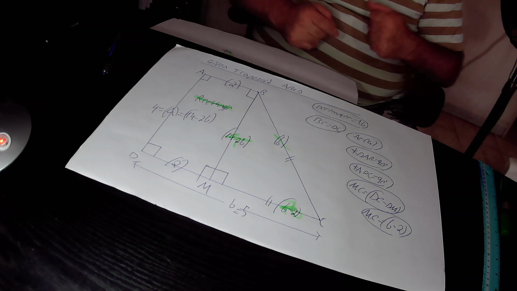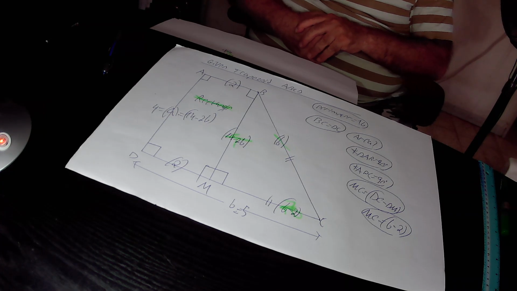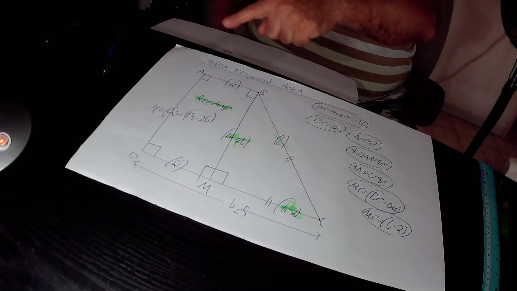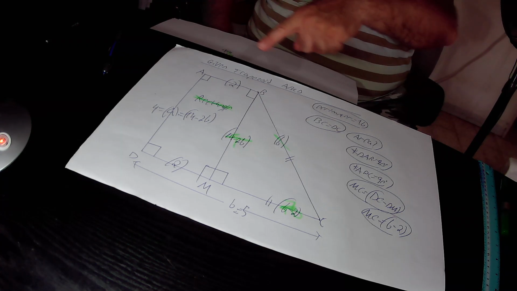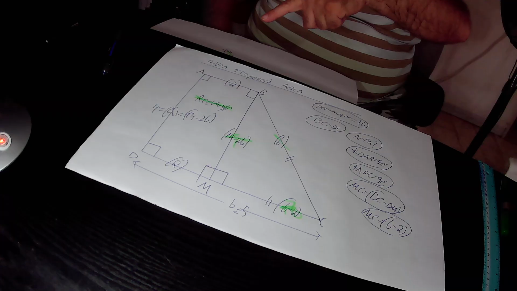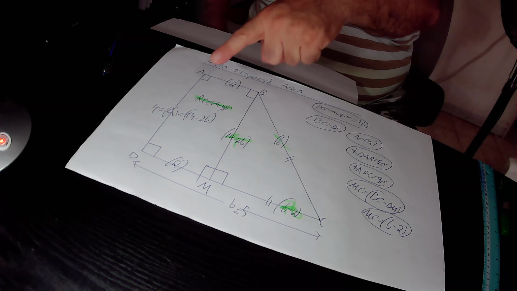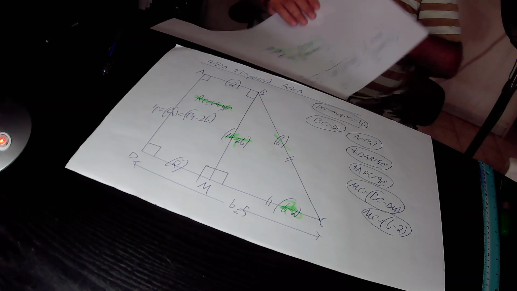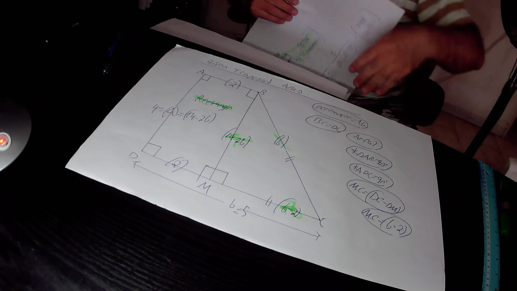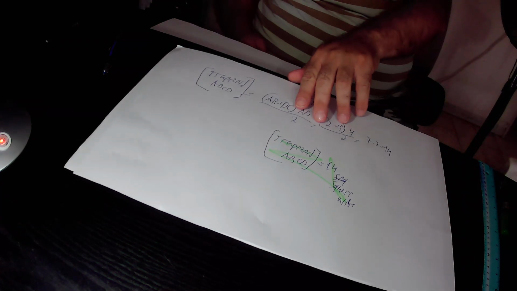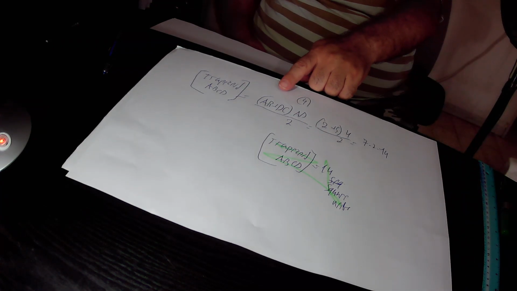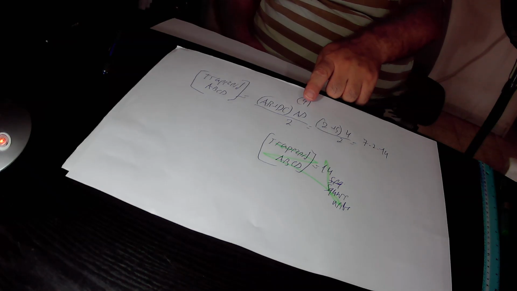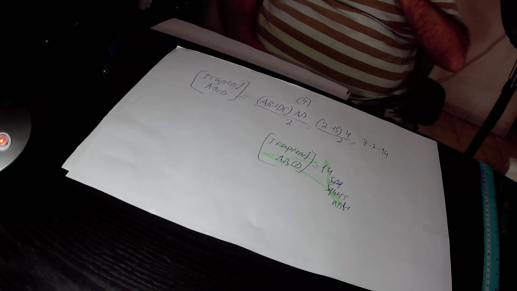What is the area of trapezoid ABCD? It equals the sum of its two parallel bases, that are actually AB plus DC, times the height, that is AD, over 2. Again, the area of this trapezoid ABCD equals the sum of its two parallel bases, AB plus DC, times the height AD, over 2.